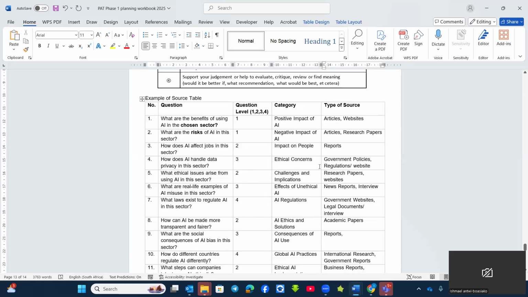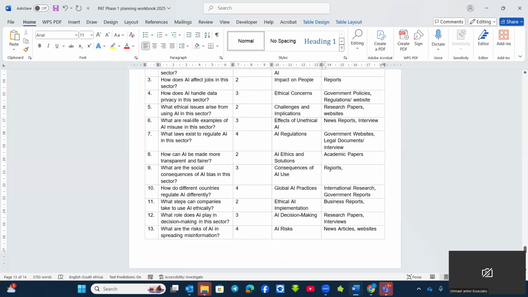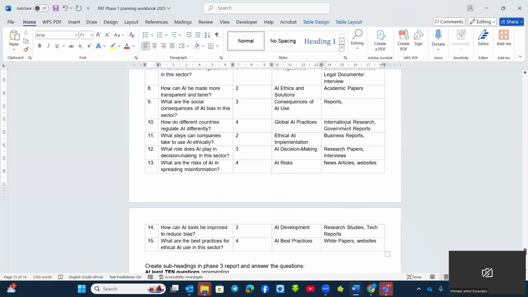Now, because you create the evaluation table, it is advisable to get a question where you can get a source from an interview. So you can create a simple interview, let's say a 2 or 3 question interview, and then you interview somebody who is an expert in that sector. So those questions you will choose for the interview.